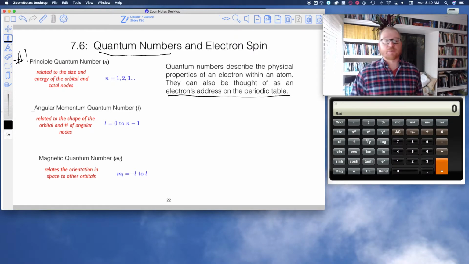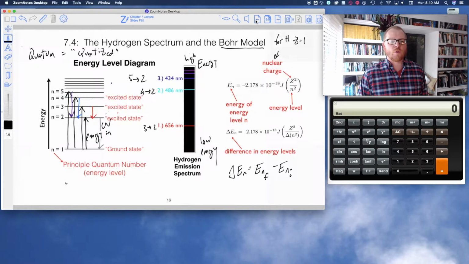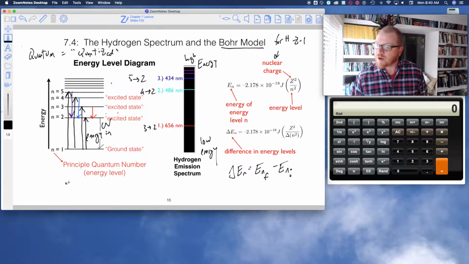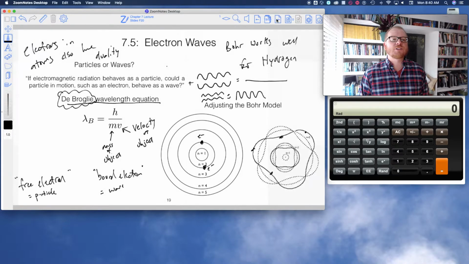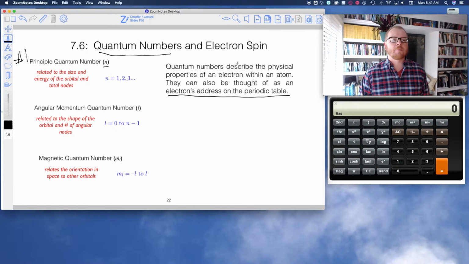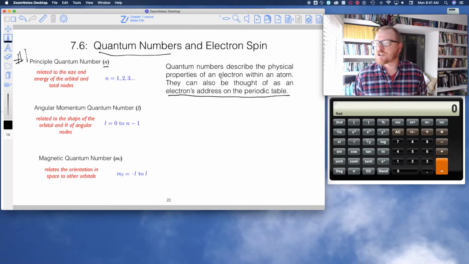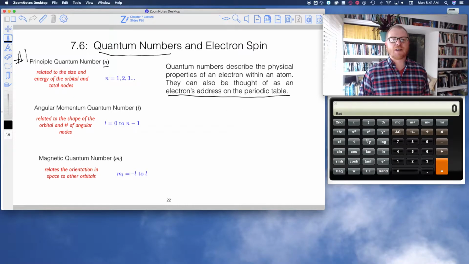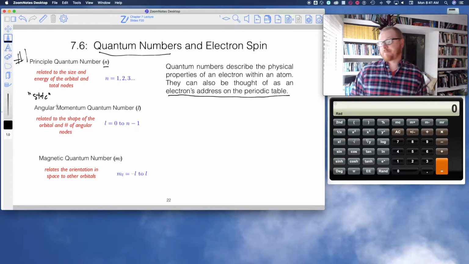And I've already described this. The principal quantum number, N, is related to those energy levels. So I'm just going to back up really quick. When we were talking about the hydrogen spectrum, all of these different lines are the energy levels that are related to the principal quantum number. So in some ways, you could think of the principal quantum number as your state. If this is the address, we'll call this the state that you live in. So California, for example, okay?